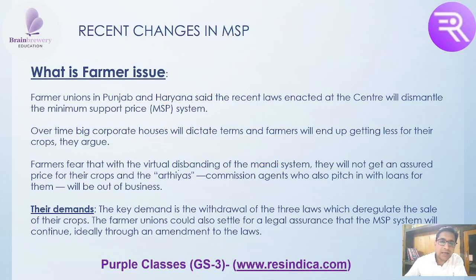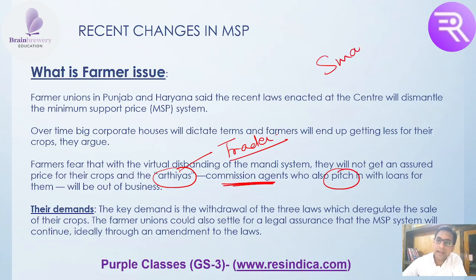Because there are Adhatiyas. Adhatiyas are the traders who buy and sell the products. These are the commission agents who pitch in for loans, because for the small and medium farmer, these Adhatiyas provide the loans. So if this Mandi system slowly collapses, the Adhatiya system will collapse, and because of that the credit system for the medium and small farmer will collapse.